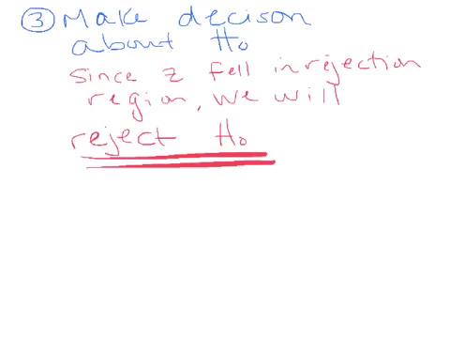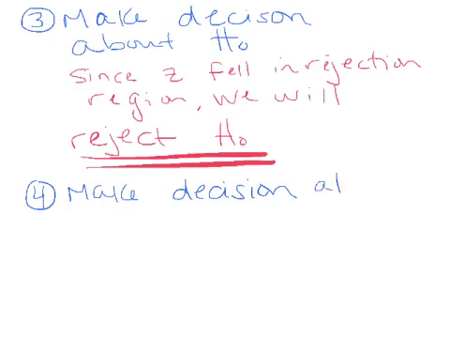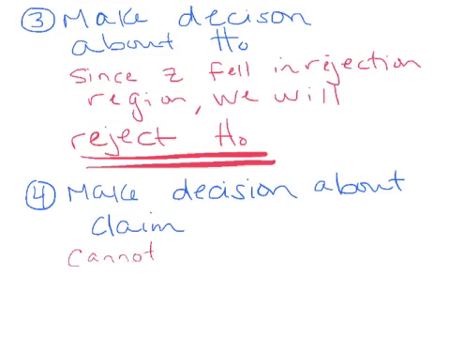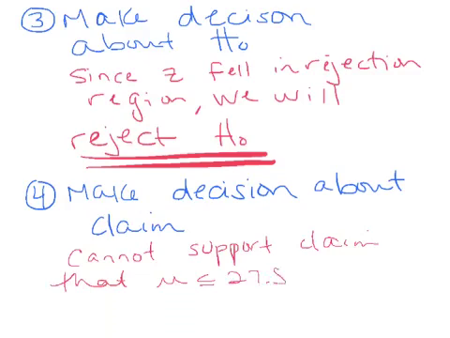Now, the last step will be to make a decision about the claim. Now I'll decide, what does this mean about the original claim? Okay, so in this case, if you remember back to our first slide, our final decision is that we cannot support the claim that the average cost of the textbooks is less than or equal to $27.50. We found enough evidence to reject that h sub 0 and to reject that claim.